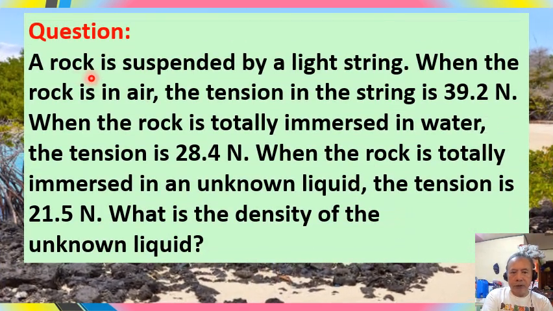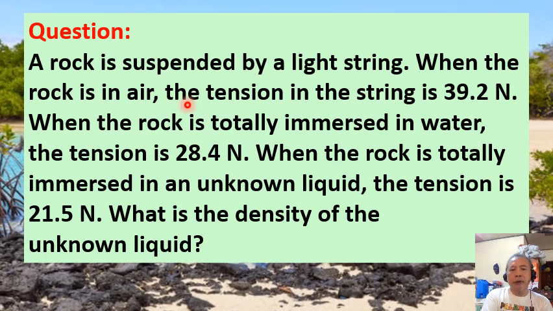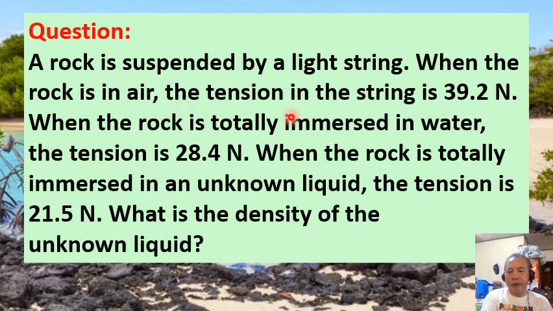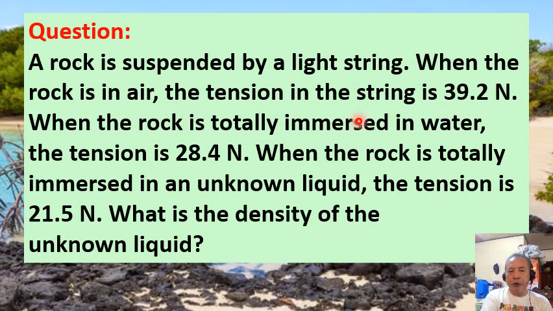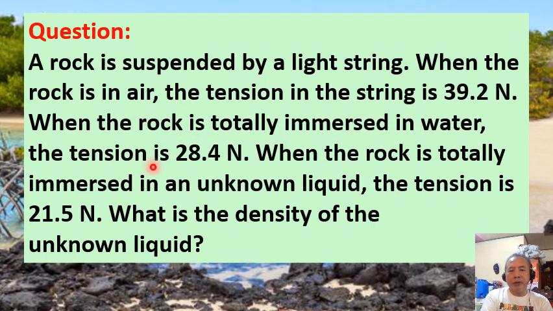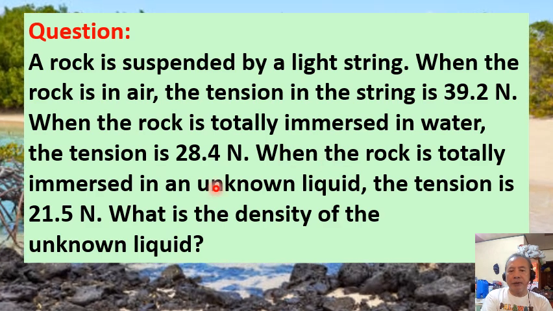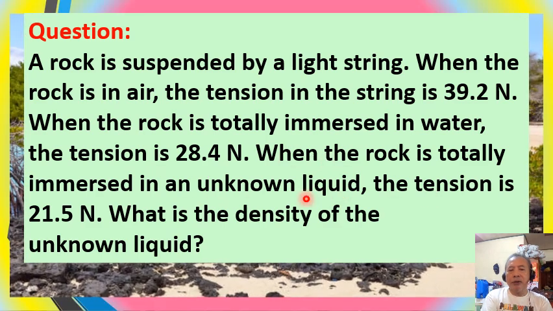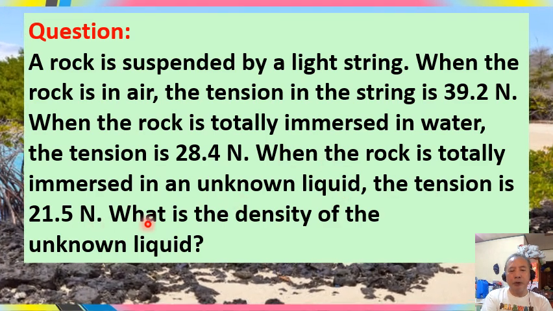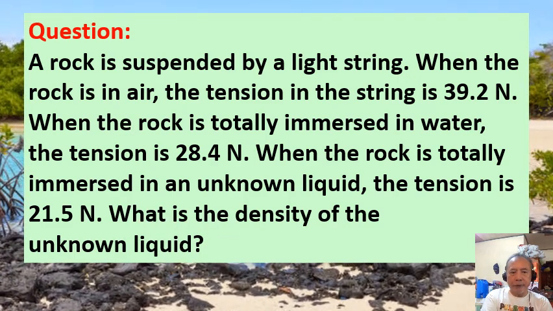The question is, a rock is suspended by a light string. When the rock is in air, the tension in the string is 39.2 newtons. When the rock is totally immersed in water, the tension is 28.4 newtons. When the rock is totally immersed in an unknown liquid, the tension is 21.5 newtons. What is the density of the unknown liquid?